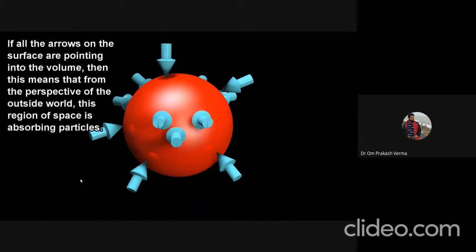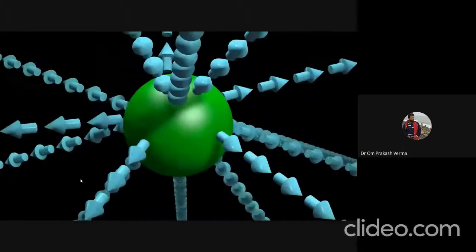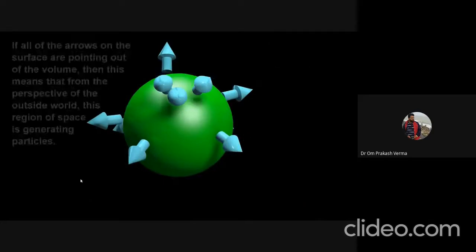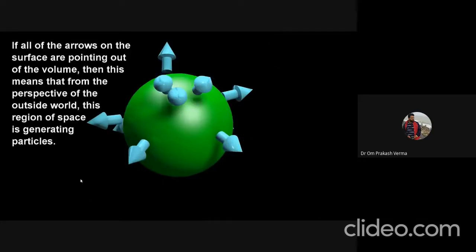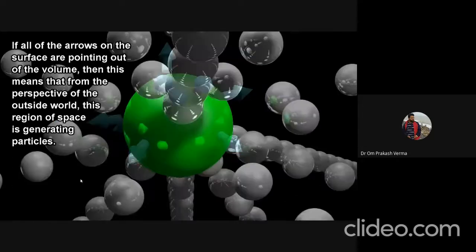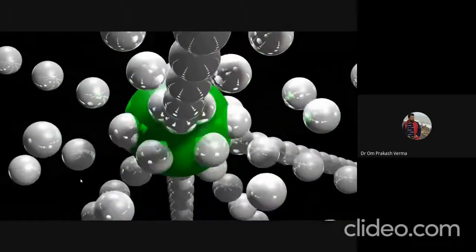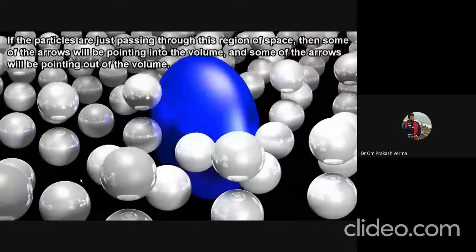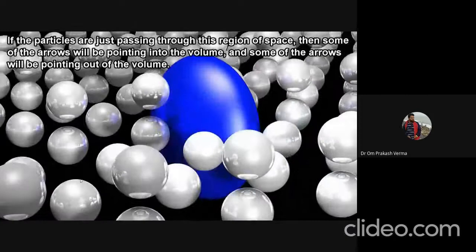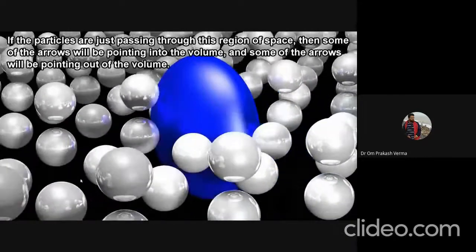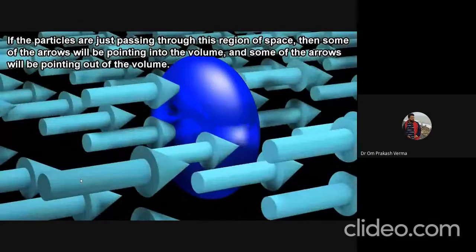If all the arrows on the surface are pointing into the volume, then this means that from the perspective of the outside world, this region of space is absorbing particles. If all of the arrows on the surface are pointing out of the volume, then from the perspective of the outside world, this region of space is generating particles. If the particles are just passing through this region of space, then some of the arrows will be pointing into the volume, and some of the arrows will be pointing out of the volume.